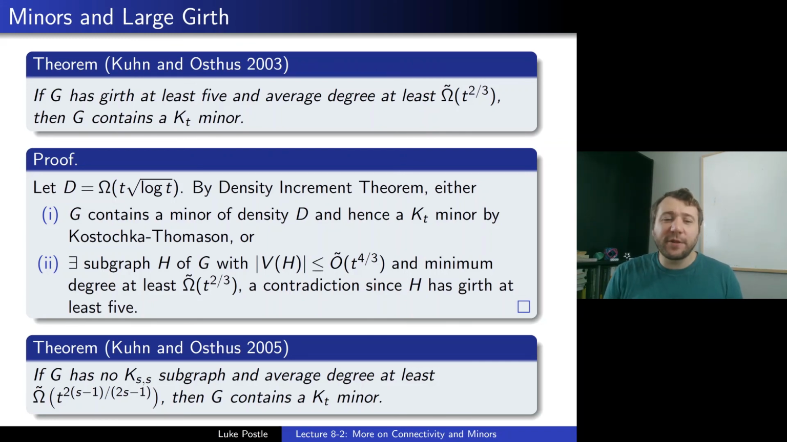average degree that's a little bit smaller than t, to some power, and then you'll contain a K_t minor. That we could also go through, and it would also follow from the density increment theorem if you knew things about minimum degree and subgraphs, but let's not do that. Importantly, these results of Kühn and Osthus showed that the famous Hadwiger's conjecture holds for graphs of girth at least 5, and more generally, graphs that avoid certain subgraphs. So that will lead us into our next lecture, where we'll discuss Hadwiger's conjecture and things that are known about it.